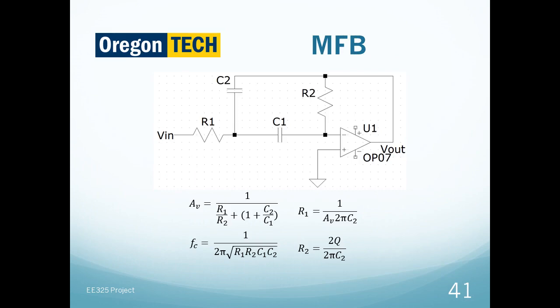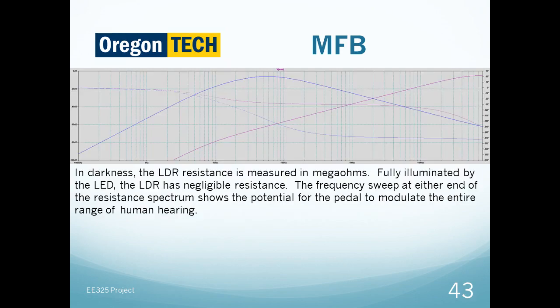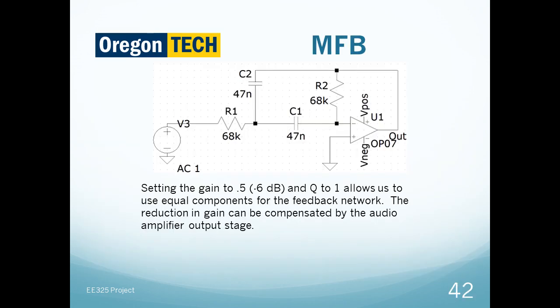An equal component multiple feedback bandpass filter completes the heart of the circuit. Since the intent is to modify the volume of the signal and not necessarily the frequencies that compose the signal, choosing a wide band response with a Q of 1 is sufficient. Further, since the LM386 audio amplifier output stage will make up for any lost gain, it is not necessary for the filter to do anything other than attenuate. Through these design choices, we are able to select equal components for the filter.